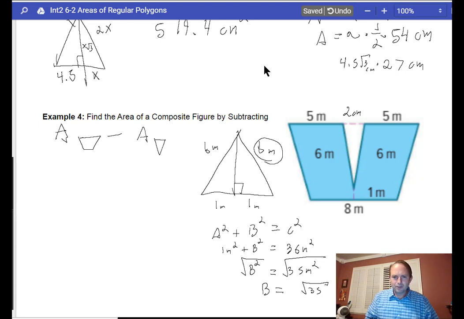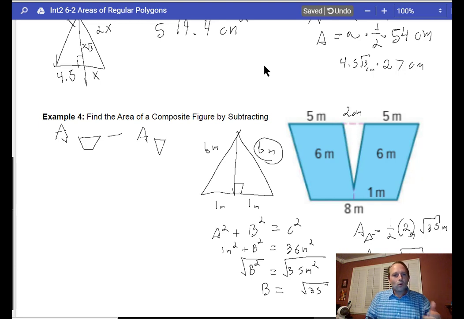Alright, so now we can find the area of the triangle. The area of the triangle is 1/2 the base, which is 2, times the height, which is radical 35. Oh, 2 meters. So the area of the triangle is equal to, half of 2 is 1, and 1 times radical 35 is radical 35 meters. That's the area of the triangle.